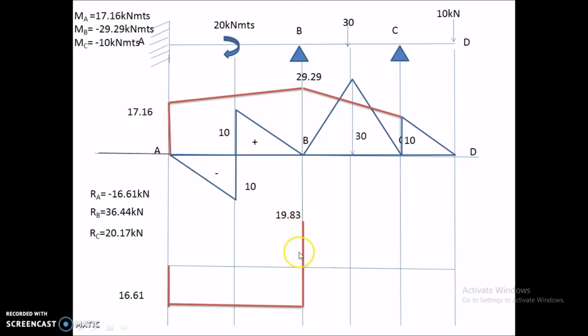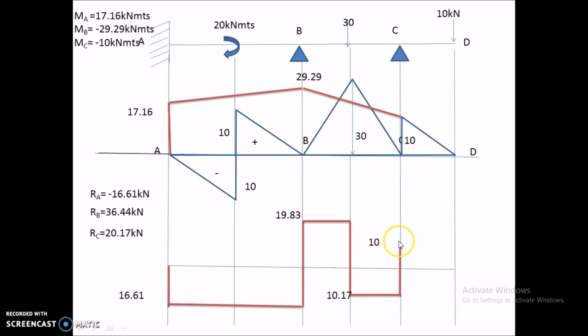Now from this point B till the load of 30, the shear force will be the same, since there is no force acting here. Now here a force of 30 is acting downwards, so my shear force will be plus 19.83 minus 30, which is minus 10.17. Now again from this point to this support C, there is no force acting, so the value remains the same. And here the RC value is 20.17, so the shear force here will be minus 10.17 plus 20.17, which gives 10.